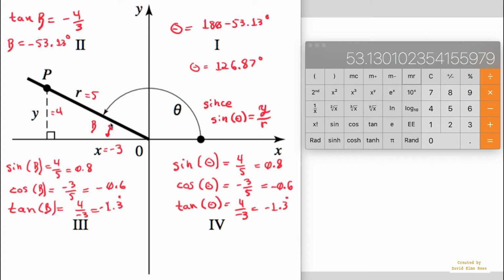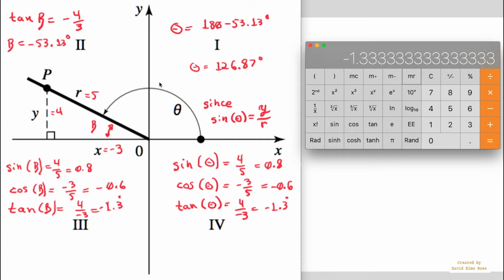But this is not the angle that we're trying to find here. The angle we're trying to find is 180 minus this angle to give us this angle here, theta. So if we subtract from 180, this is the actual degree that we have here for theta from here to here. Now let's take a look and see what the sine of that is. The sine of that angle is 0.8, same as before. The cosine of this angle is minus 0.6, same as here. And the tan of this angle is minus 1.33, as we worked out before.